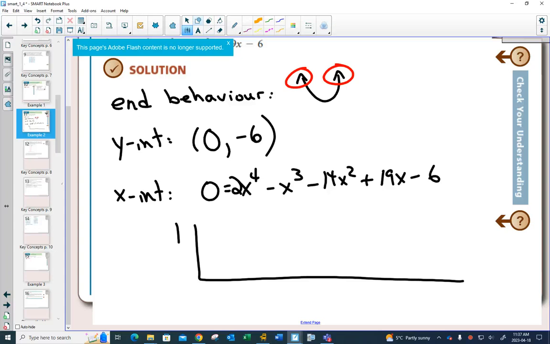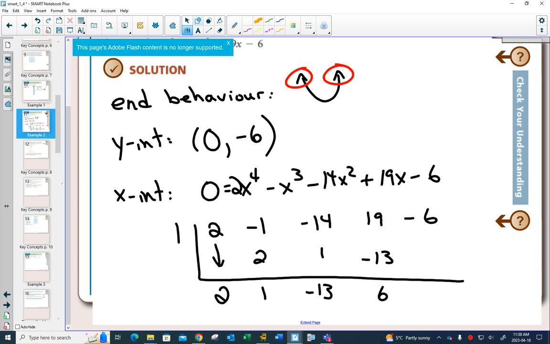So if we tried 1, we're going to set up our synthetic division. 2, negative 1, negative 14, 19, and negative 6. Bring down the 2. Multiply, add, multiply, add, multiply, add, multiply, and add, and sure enough, we get a remainder of 0.